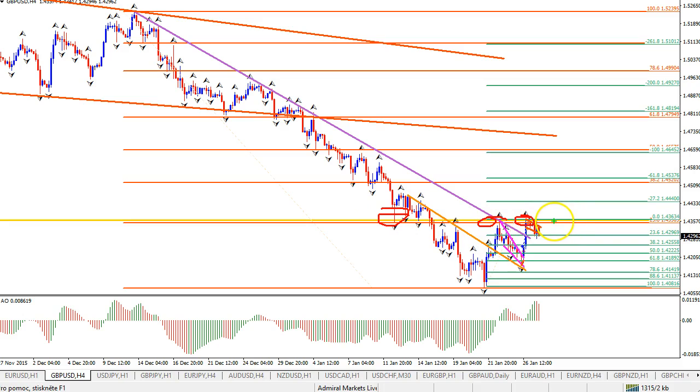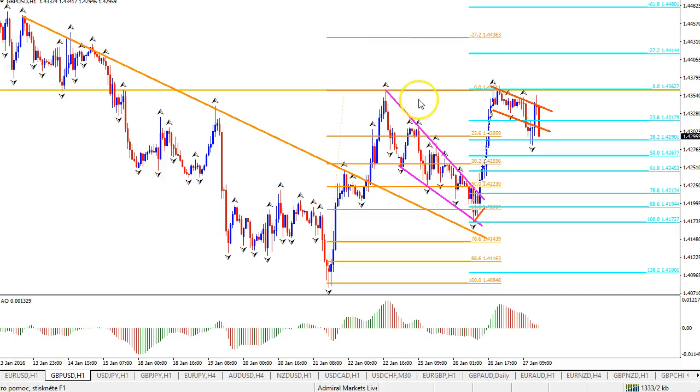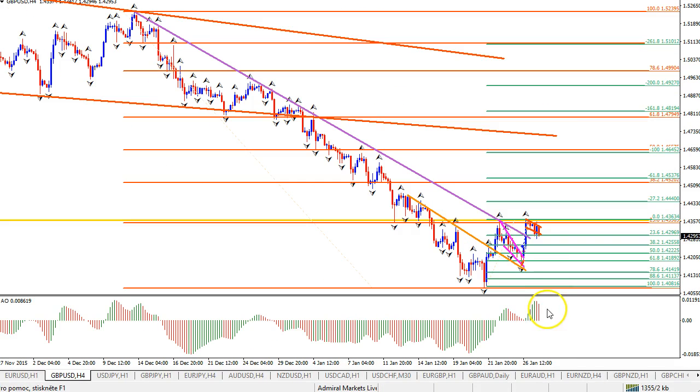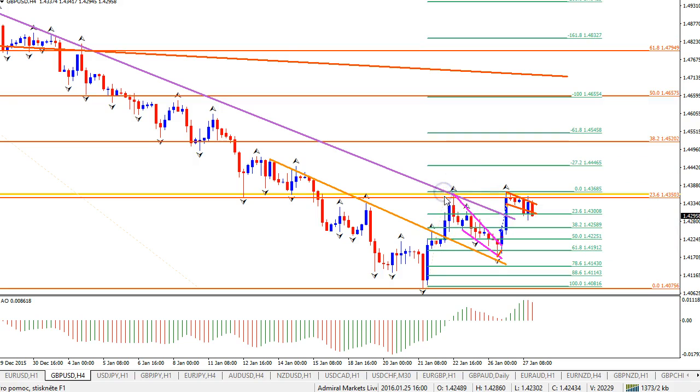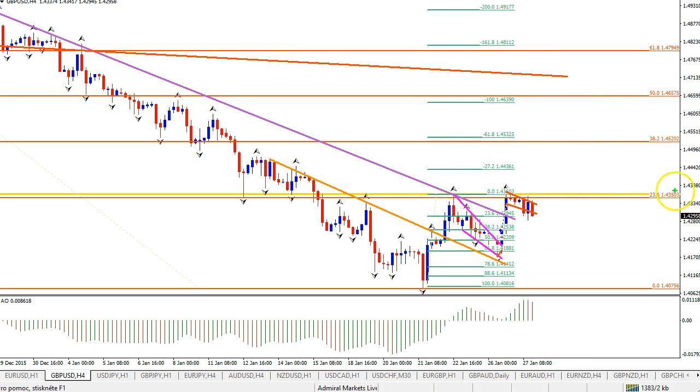So once price breaks that level, there's also a 23.6 fib, which you cannot see too well at the moment because there's a fib blocking it. But let me zoom in, and let me move that fib a bit. There we go. You can see that there is a 23.6 fib as well.